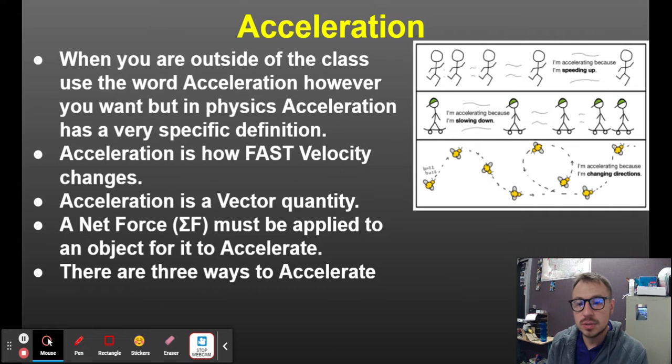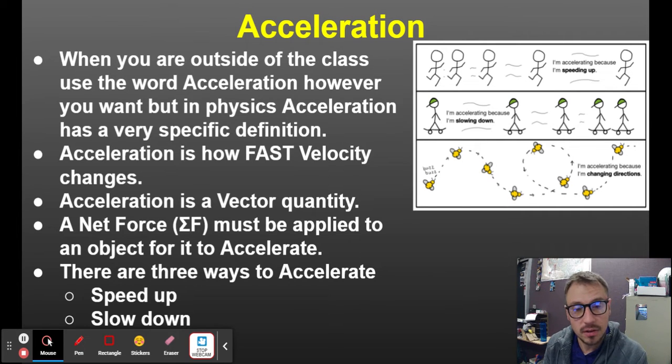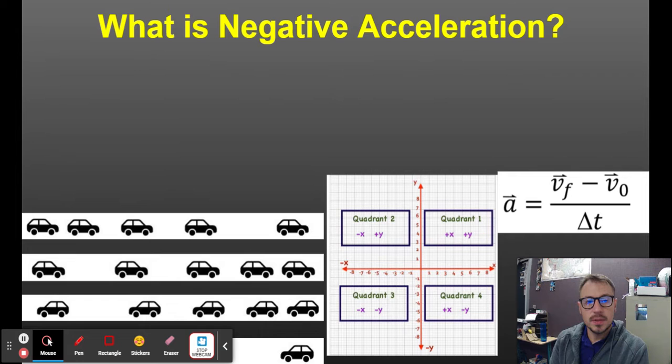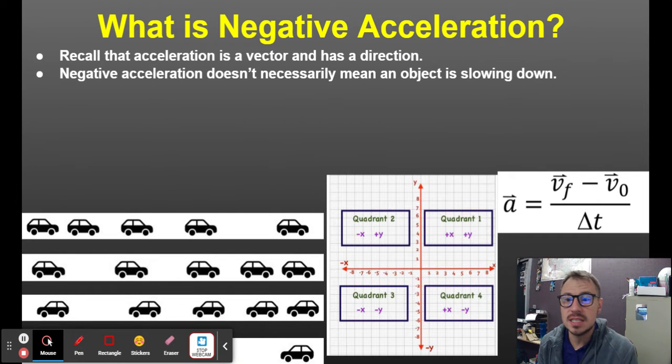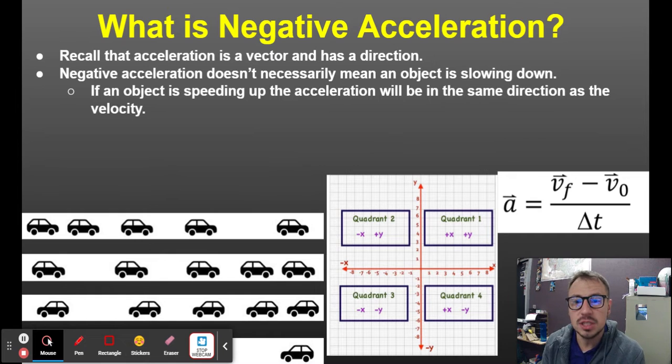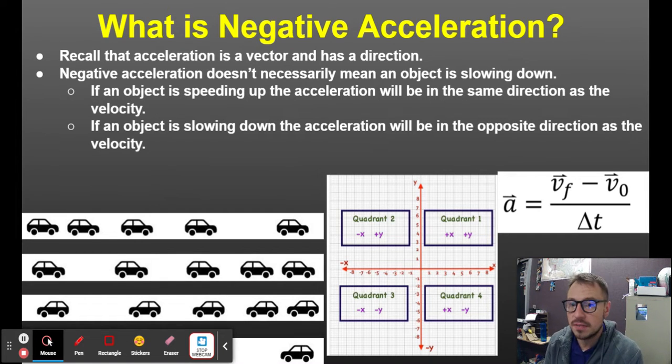Now, there are three ways to accelerate. You can speed up, you can slow down, and you can turn. So you can have negative acceleration. Since acceleration is a vector, that means it has a direction. If an object is speeding up, the acceleration will be in the same direction as the velocity. If the object is slowing down, the acceleration will be in the opposite direction as the velocity.